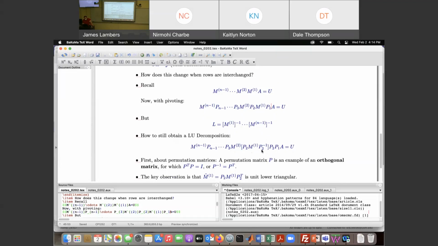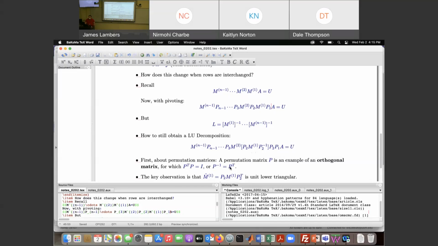Now, this is where we get to one very important property of a permutation matrix. A permutation matrix is an example of what's called an orthogonal matrix. An orthogonal matrix is invertible, and if P is an orthogonal matrix, P transpose times P is the identity. Or, if I multiply both sides on the right by P inverse, I have this relationship.